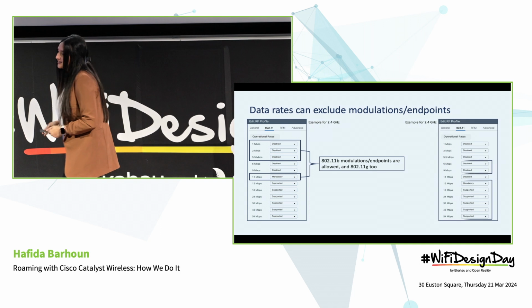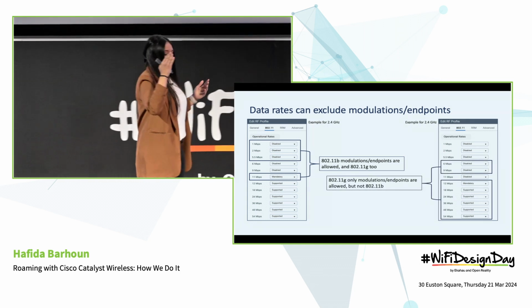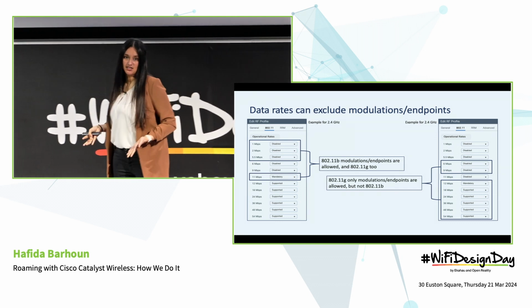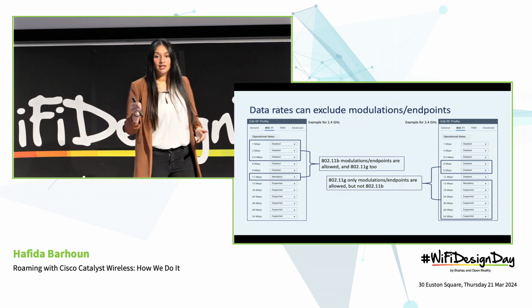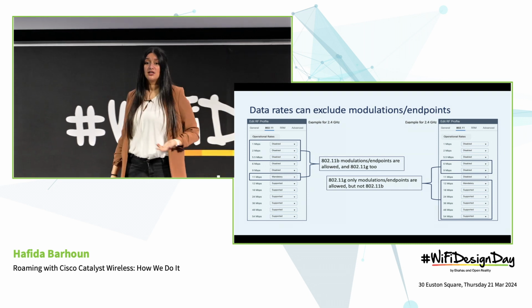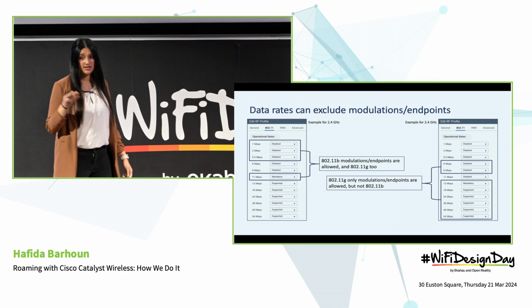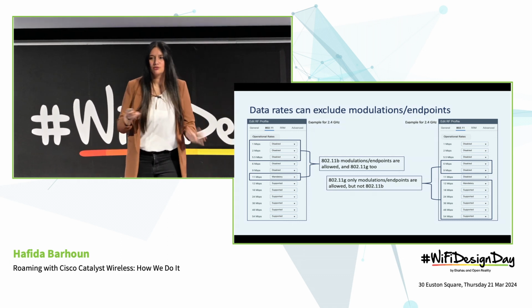On the other hand, data rate can exclude some modulations. Data rate ties to modulation, which ties to Wi-Fi standard, right? So if we exclude data rates, then we can exclude some Wi-Fi devices. For example, in 2.4 gigahertz, if you exclude 1, 2, 5.5, and 11 megabits per second, then you exclude 11b devices, and the IoT team might not be super happy.